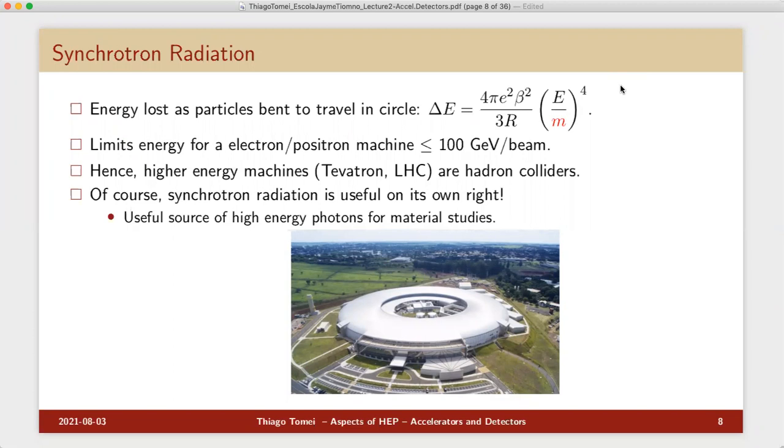Of course, synchrotron radiation is actually useful in its own right, and that's what the people in Campinas are doing, right? Because from this, you can get high energy photons with a very well-defined energy, which is good. It's like an X-ray machine on steroids. So you can use that to do amazing material studies, for solid state physics and studies of biological compounds, taking pictures of the coronavirus, everything. So synchrotron radiation is an asset, but for our purposes of high energy physics, it's a liability.